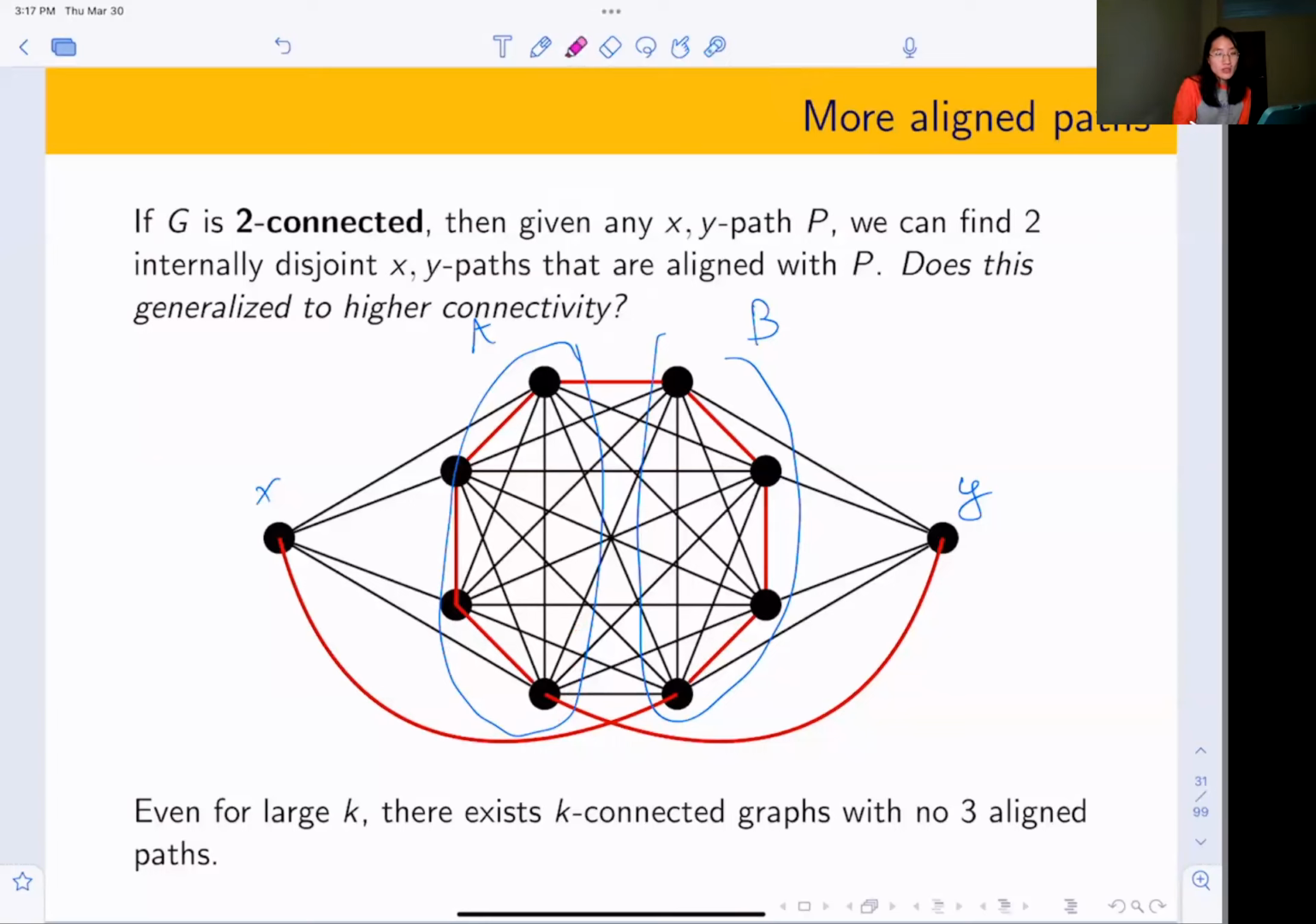So let's see how many we can do. Well, I can use this edge one time. Maybe I go something like this. Similarly, I can use this edge only once. Maybe I have a path like this. And now I'm stuck because to go from X to Y, I have to go through A and then I have to go through B. So these vertices will appear in the wrong order. Okay, so again, this does not depend on the connectivity because I can bump this up even more and still have the same issues, even trying to find 3 aligned paths.